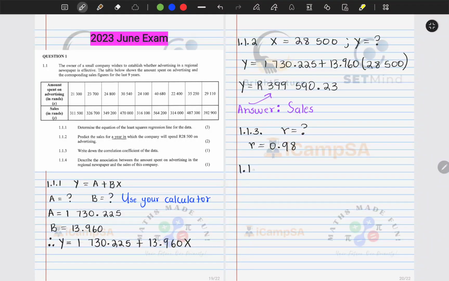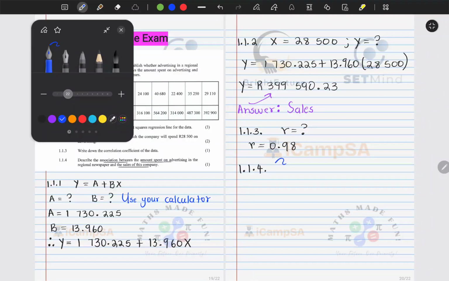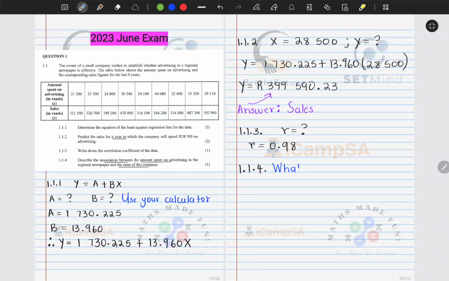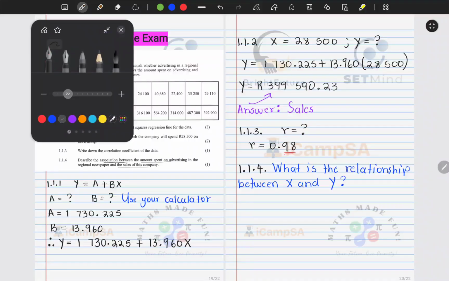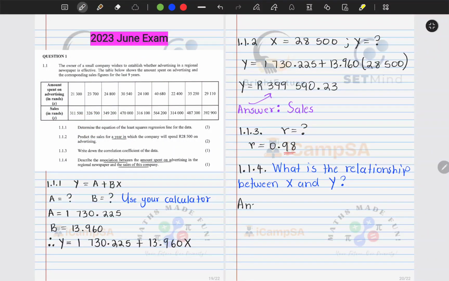Right. Then we go to 1.1.4, where we are asked to describe the association between the amount spent and the sales closed. So what you should see is they are just trying to ask us a question. What is the relationship between x and y? So above we have the correlation factor. Look at the correlation. That's 0.98. What does it mean? It means we have a strong positive correlation. So what we can say as our answer is the following.